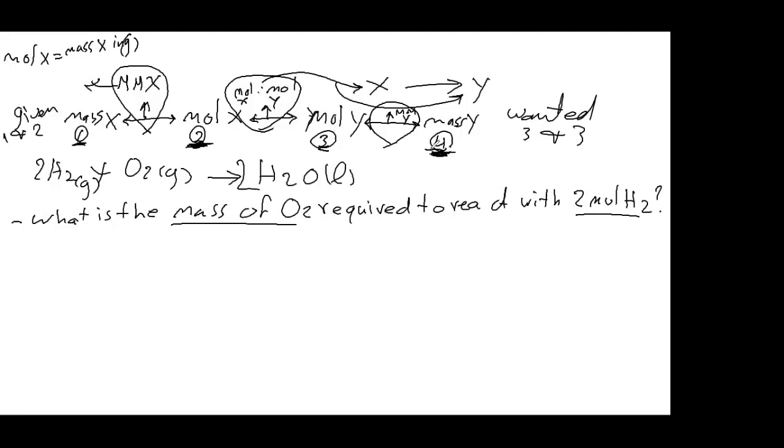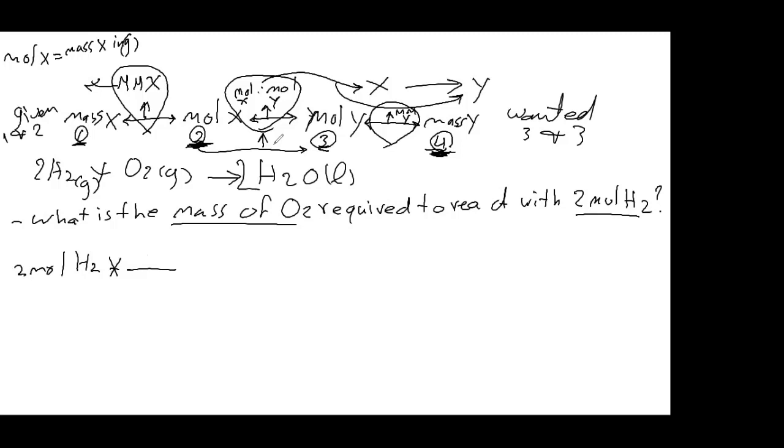Start with a 2 to 3. Start with the given information, 2 mole H2 times a factor. Which factor will you use to go from 2 to 3? I will use this one, the mole-to-mole ratio between X and Y. What is the mole-to-mole ratio between H2 and O2?